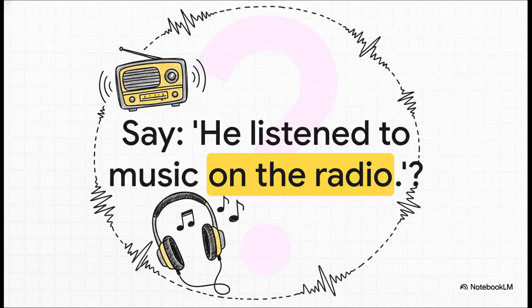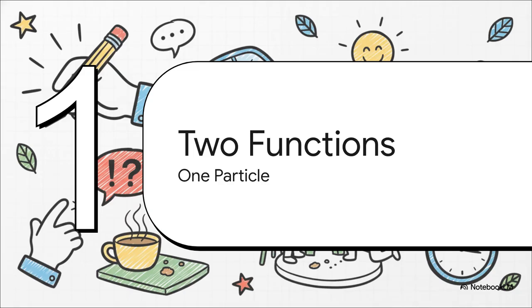And let's do one more. He listened to music on the radio. How did he listen? What was the medium? Take a moment. The answer is 彼はラジオで音楽を聴きました. The radio is the method, so it's ラジオで. Excellent work.